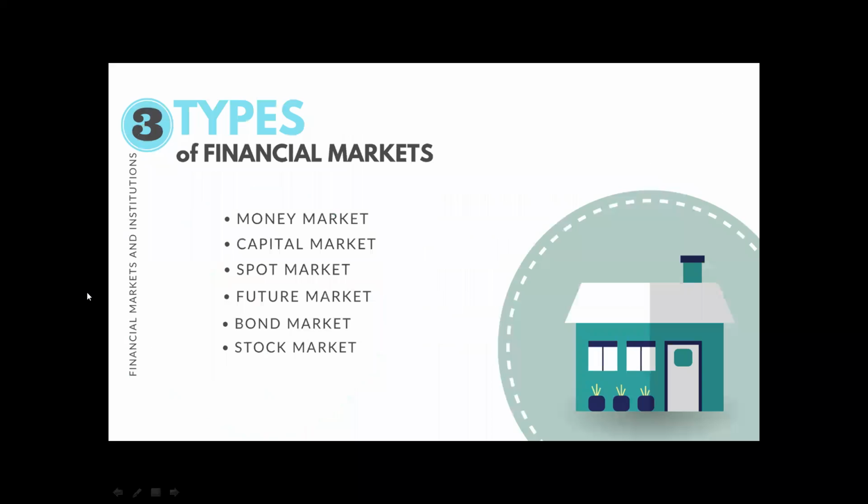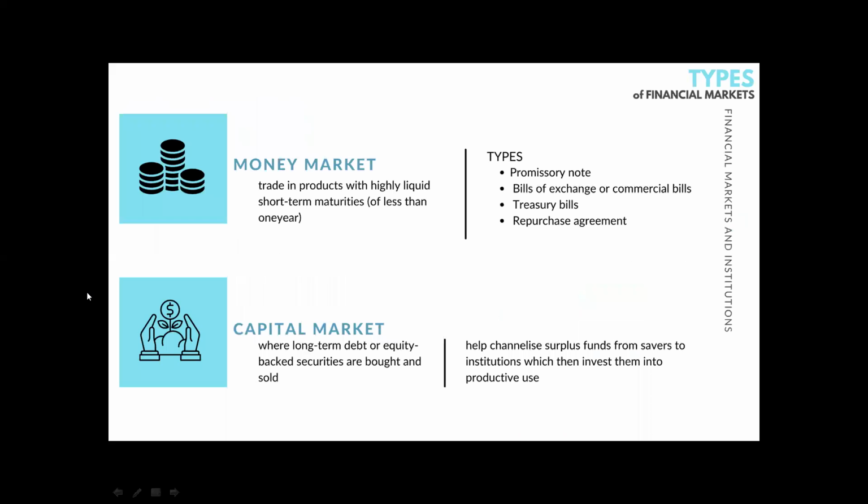So we have here six types of financial markets: money market, capital market, spot market, futures market, bond market, and stock market. So first is money market. Money market trades in products with highly liquid short-term maturities of less than 1 year. Promissory notes, bills of exchange or commercial bills, treasury bills, and repurchase agreements are some examples of money market.